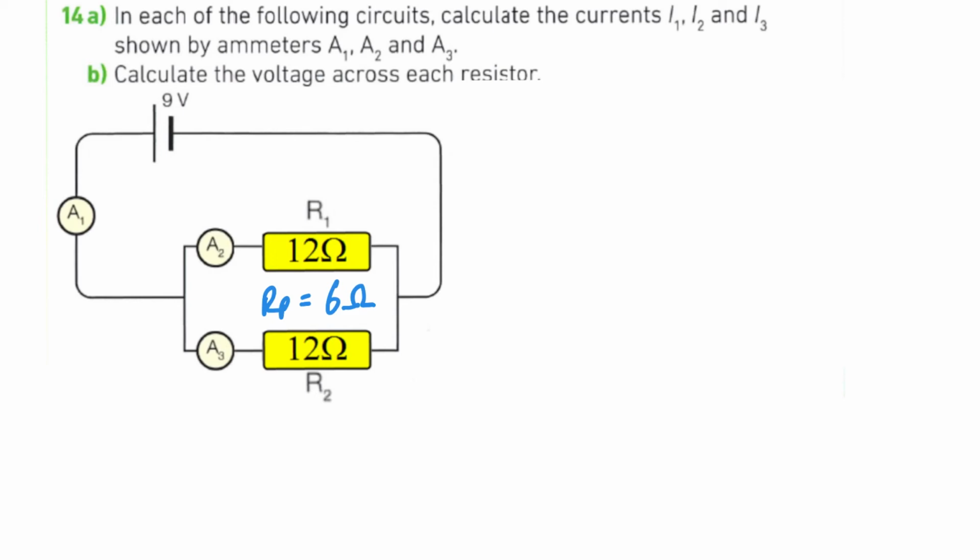Now we can get the current by thinking about this being 9 volts across 6 ohms. So see if you can put the 9 volts across the 6 ohms and get me the current I1. Pause the video and have a go. So I is V over RT, RT is 6, V is 9, 9 over 6 is 1.5 amps.